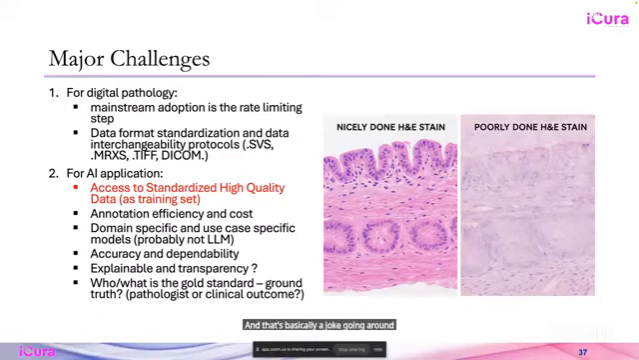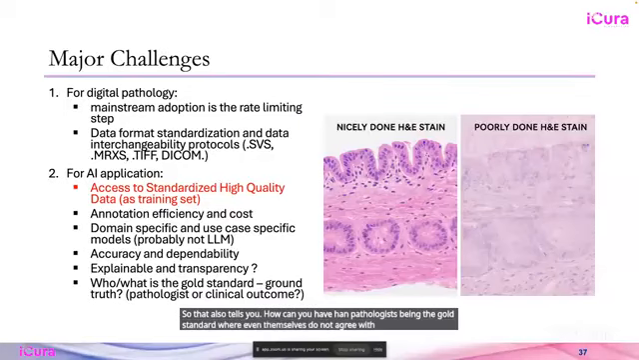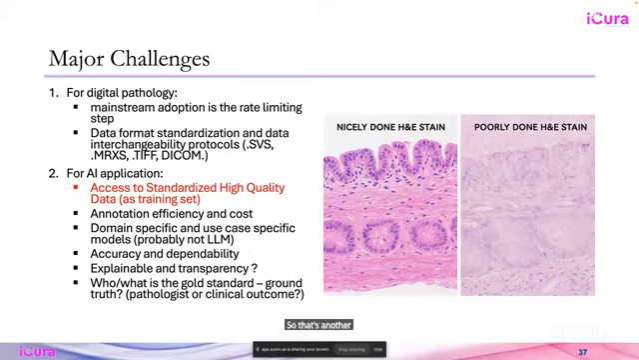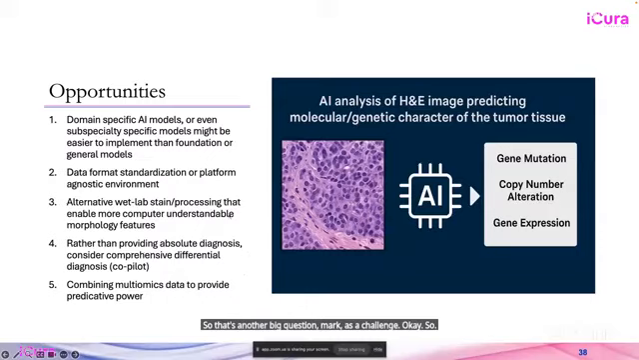But I think it was believed to be true. So that also tells you, how can you have human pathologists being the gold standard, where even they themselves do not agree with each other? So that's another big question mark as a challenge. Okay, so opportunities. These only represent my personal opinion.